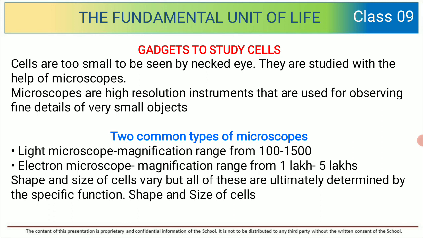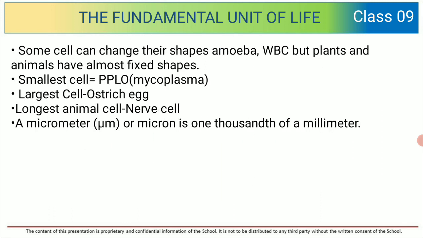Shape and size of cells vary, but all of these are ultimately determined by specific function. Some cells can change their shapes like amoeba and WBC, but plants and animals have almost fixed shape. Smallest cell is mycoplasma, and largest cell is ostrich egg. Longest cell is nerve cell, and a micrometer or micron is one thousandth of a millimeter.